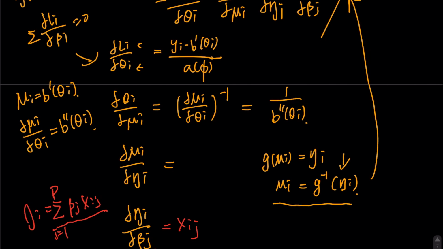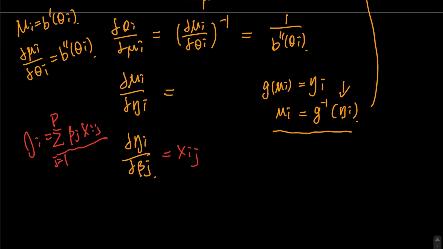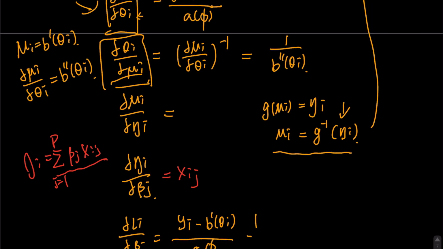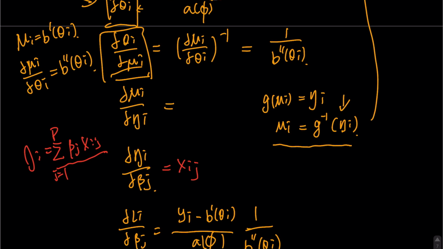Okay, now let's put everything we have together. So we will end up with dL_i d beta j equal to this first part, (y_i minus b prime theta i) over a(phi), and then the second part, which is 1 over b double prime theta i, and then the third part, let's just leave it like that because it depends on what link function you chose, and then x_ij.